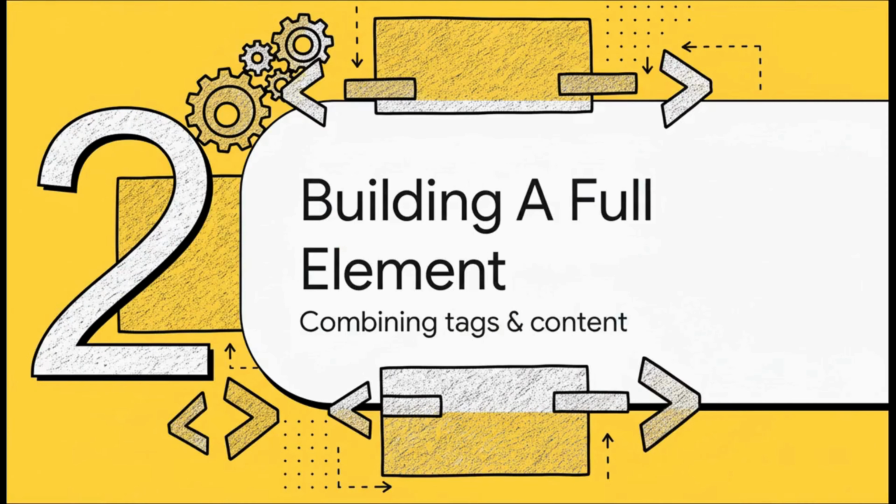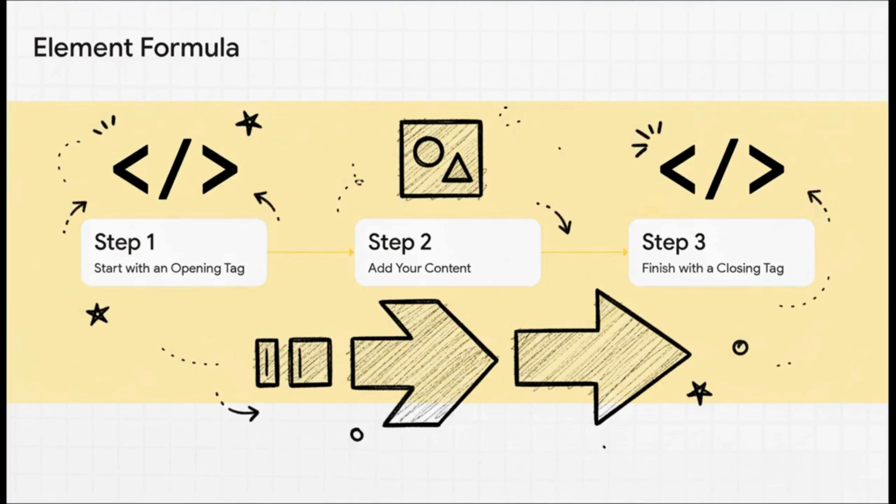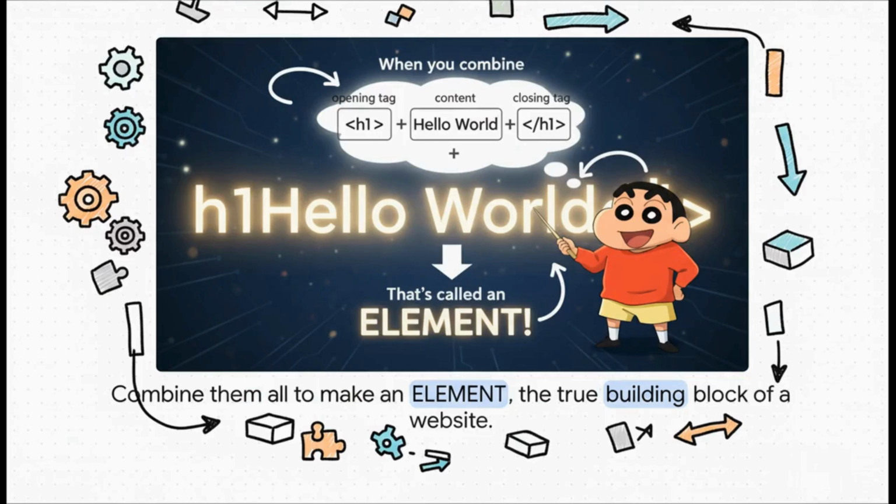Okay, so we've got tags. Now what? Let's see what happens when we actually put them to work and build something a little bigger. It's really just a simple 3-step recipe. Seriously, you start with your opening tag, then you drop in your actual content, the words or the picture you want people to see, and then you just finish it off with that closing tag. That's the whole formula. And when you put all 3 of those pieces together, the opening tag, the content, and the closing tag, you get what's called an element. And this is the key. The whole element, not just the tag, is the real functional building block of every single website you've ever visited.